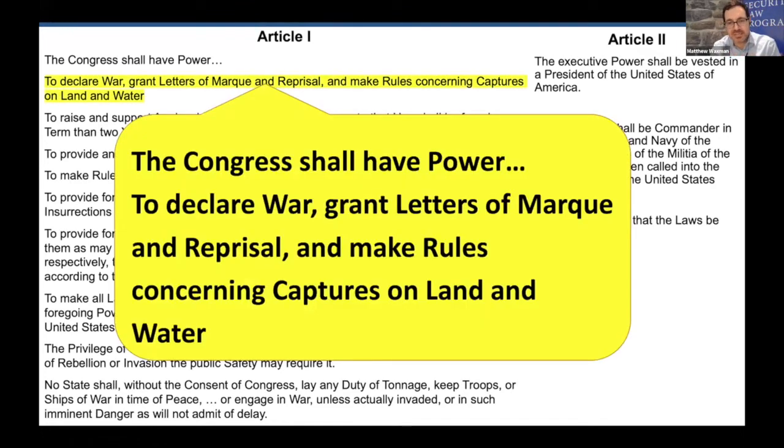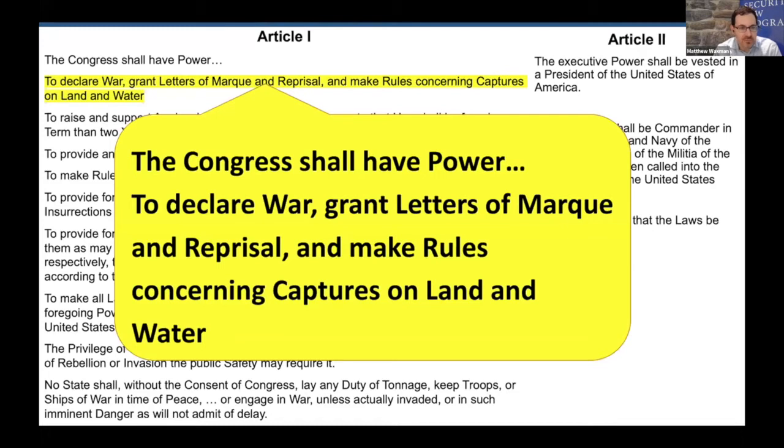The Declare War Clause actually contains some other clauses within that line. It says that Congress shall have the power to declare war, grant letters of marque and reprisal, and make rules concerning captures on land and water. Now, there's a lot of debate about what this clause means. That's part of an even bigger debate about which branch, the executive branch or Congress, controls whether we use military force or not.